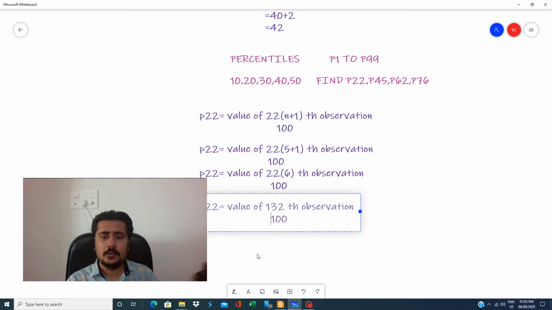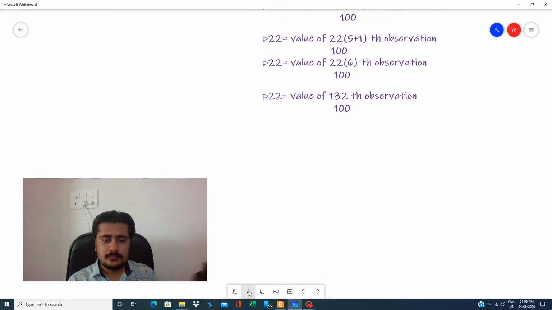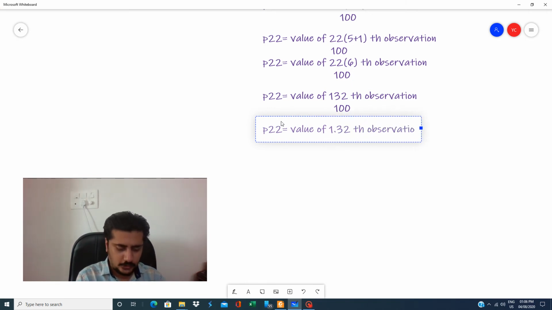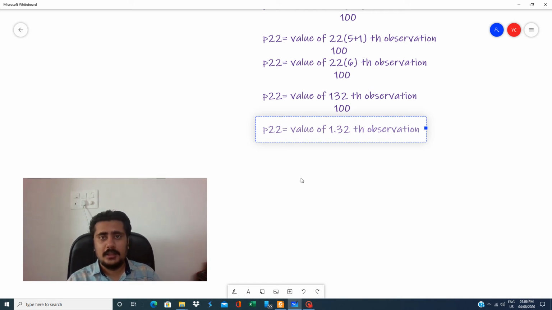Yes, it's 132 upon 100 observation. Now this P22 is value of 1.32 observation. So this is your half answer, 1.32 observation. Now you know how to solve this. Yes, I have explained to you how to solve this.